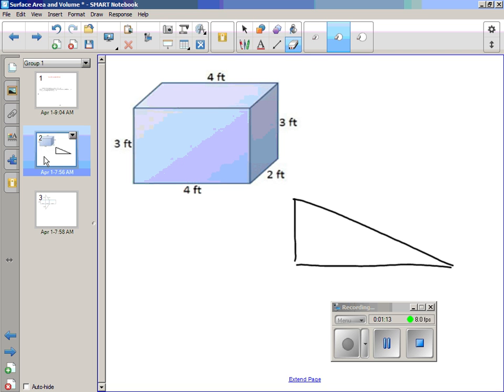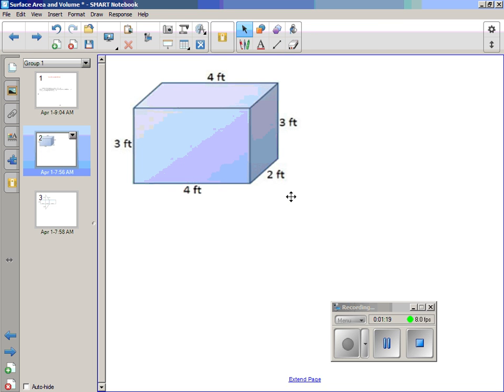So our job today is to be able to find the surface area of this box. And everybody agree it's a rectangular prism? How many faces would this rectangular prism have? Yeah, exactly, 6 faces.